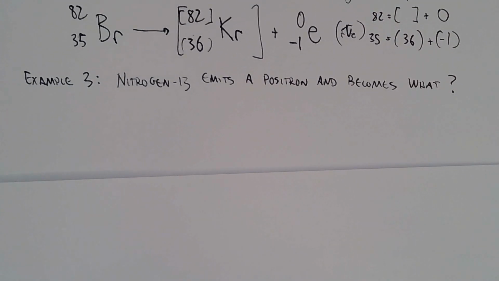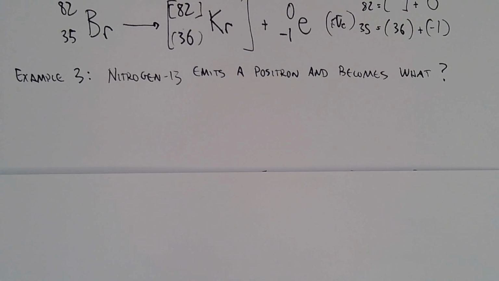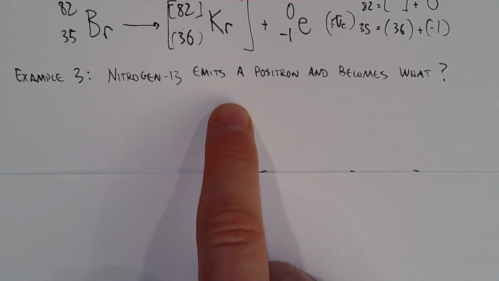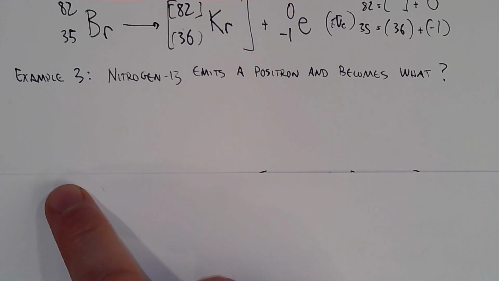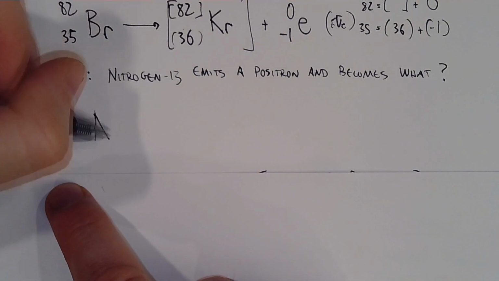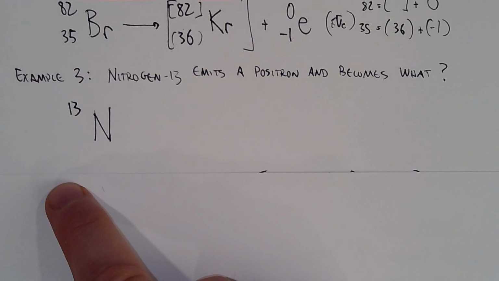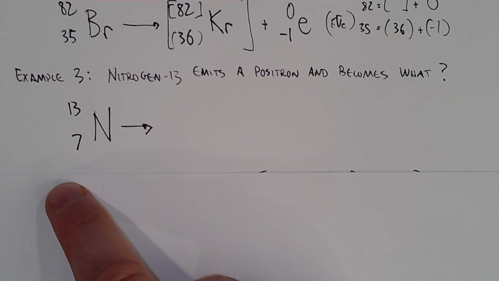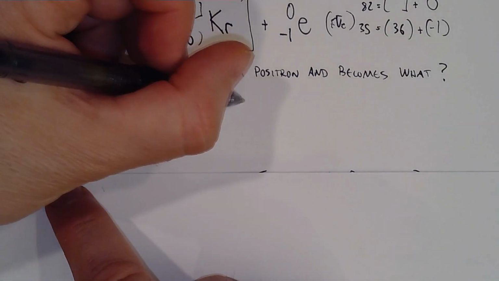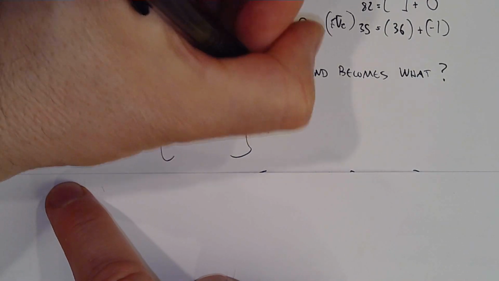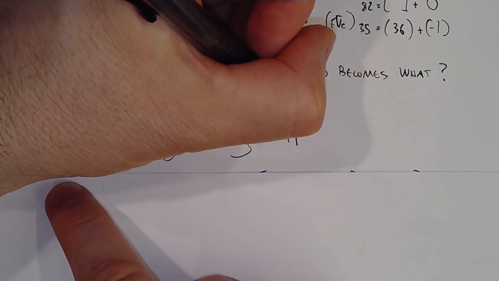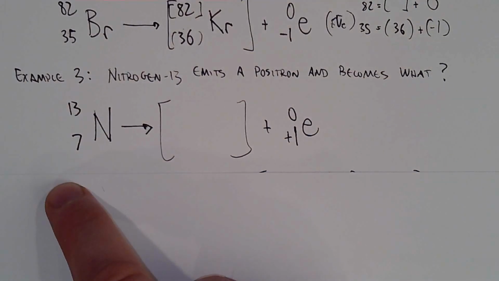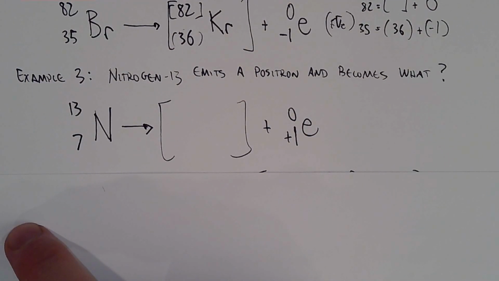All right, example 3. We're going to have 6 examples total. So by the time we're done, you'll see pretty much all kinds of things that you would need to know to be ready to go. All right, nitrogen-13 emits a positron and becomes what? So nitrogen-13, when we look nitrogen up in the periodic table, we would see its atomic number is 7. And we have something and a positron. And the antineutrino. Well, in this case, it's a neutrino.